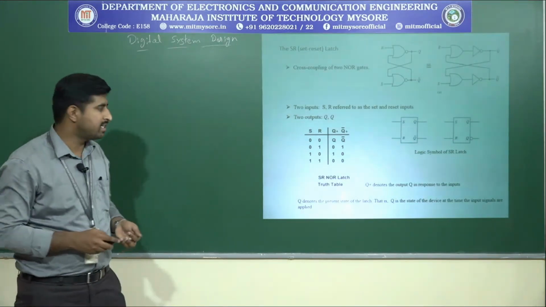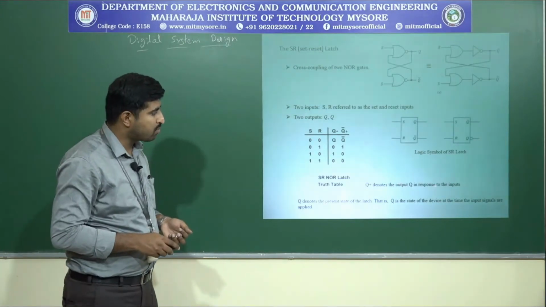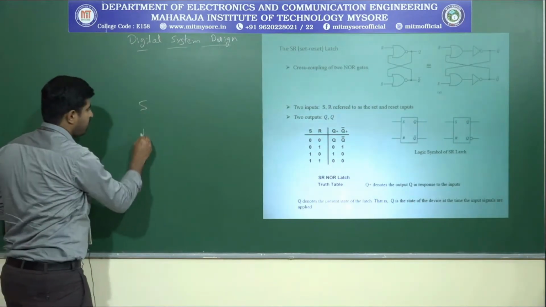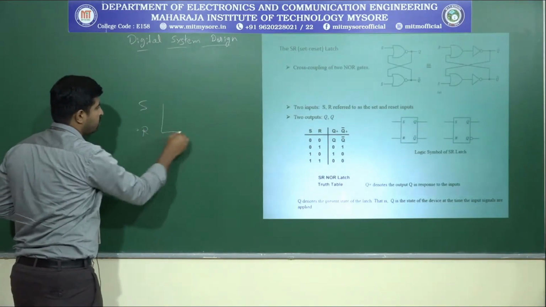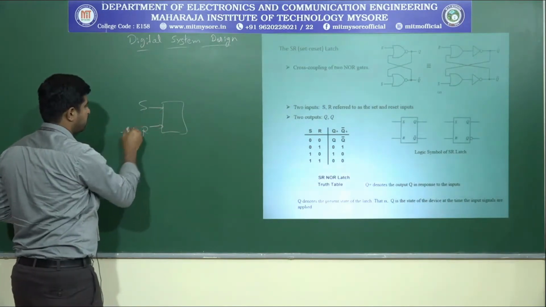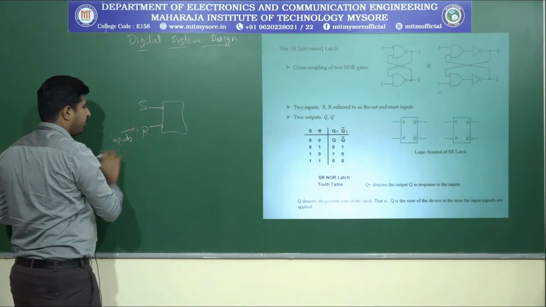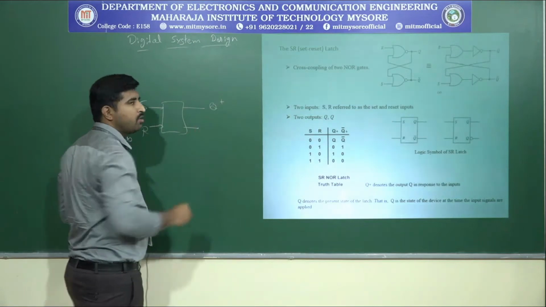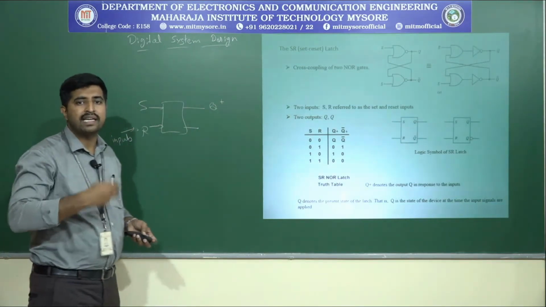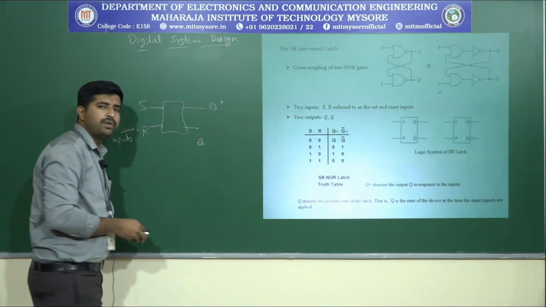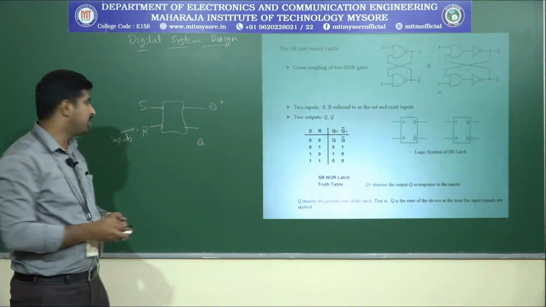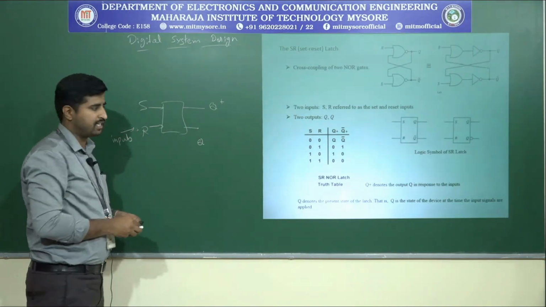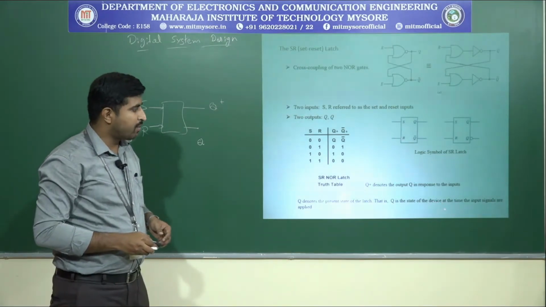Q plus indicates the output of Q in response to the inputs, when you give inputs to S and R. Whatever response comes when you give the input is represented as Q plus, which indicates the next state. Then what about Q? Q is the present state of the latch. When you are giving the input, whatever Q is available at that time is called the present state. So Q is the state of the device at the time the input signals are applied.